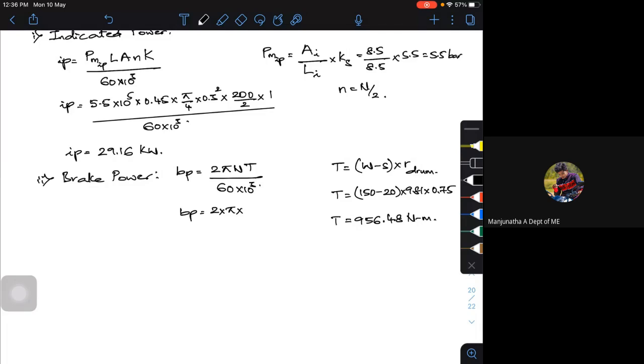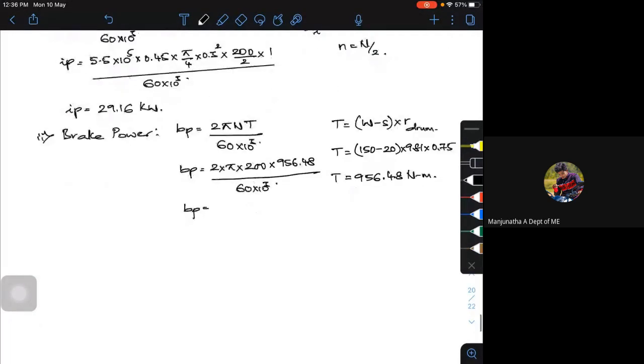So here it should be 200 rpm. So 200 into 956.48 divided by 60 into 10 to the power of 3. So you will be getting your brake power, which is 20.03 kilowatts. Okay, so now mechanical efficiency, just take the ratio of it.